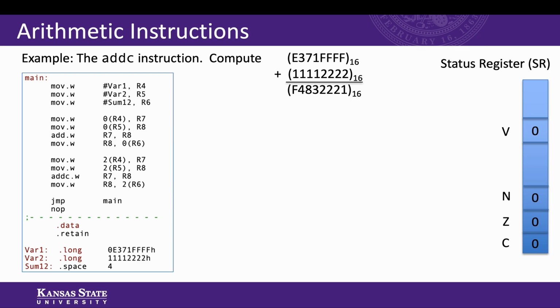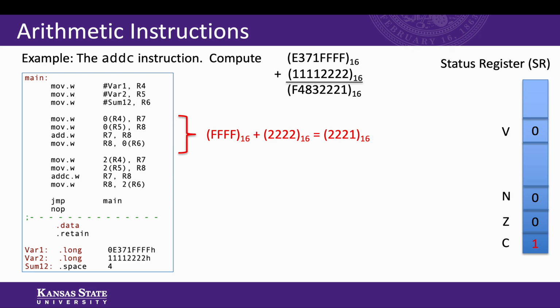Okay, we're going to add those two add-ins there, which I won't redo, but they're shown at the top, and we're going to keep track of the VNZC status bits. Now when you do it by hand, and I really encourage you to do this by hand, you get F4832221 in hexadecimal. Let me back up. The top 3 instructions are just move instructions, and this video is not about addressing modes, so I don't want to go over those. I want to go over the next group where there's an add instruction.